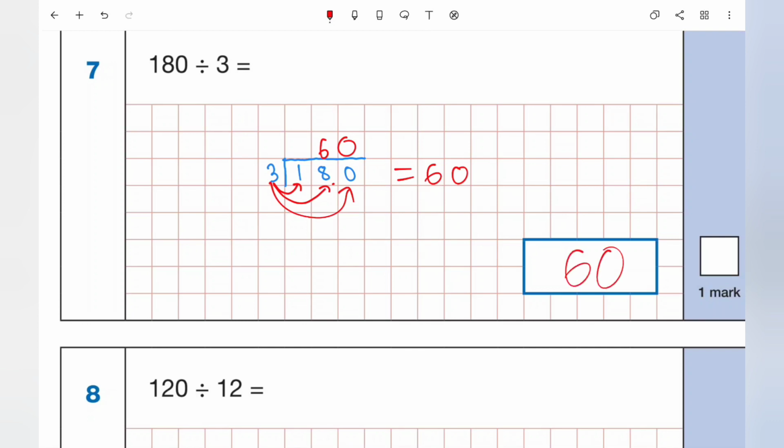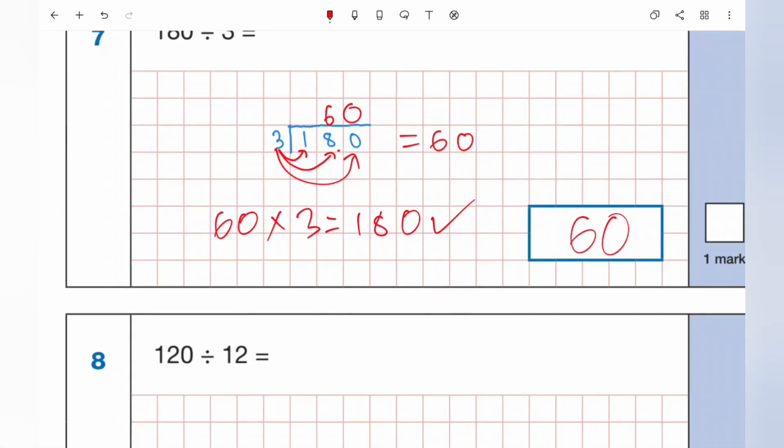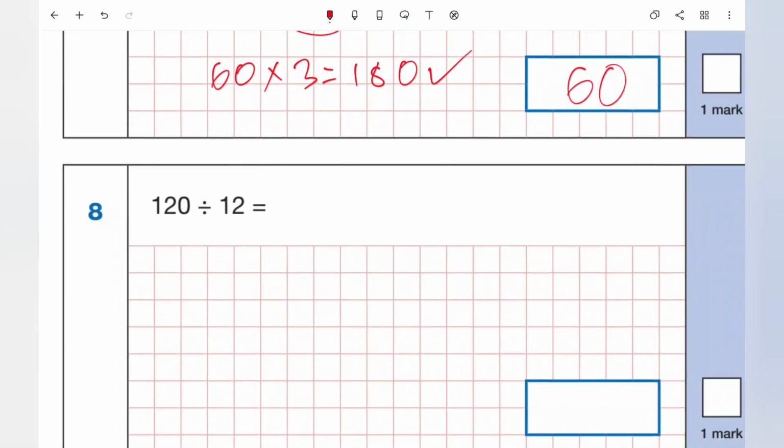So if you got 60 as the final answer, that is in fact correct. So just to double check, you can check if this is correct, because if you were to do the reverse and you were to do 60 times 3, you do get 180. So therefore, that is the correct answer. So this was a simple but easy way to work out these questions. Let's have a look at another question very quickly.